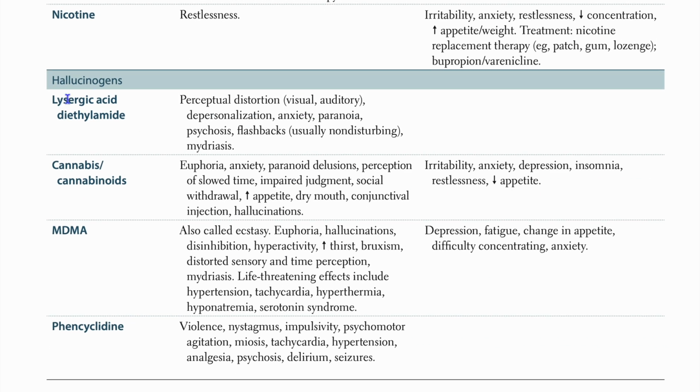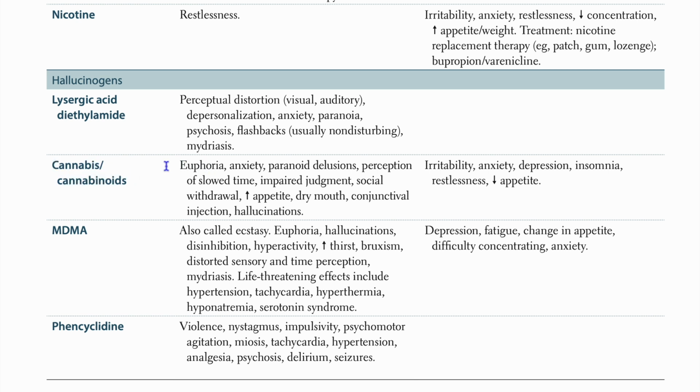Okay. Hallucinogens, LSD, or lysergic acid diethylamide. Okay. You need to know what the clinical picture will look like with these, right? Especially for PCP, because there's only one thing they'll tell you, and that's the buzzword: violent tendencies, or he was punching and kicking and stuff after taking a substance. So what substance was it? It's going to be PCP. Okay, so LSD: perceptual distortion, visual auditory depersonalization, anxiety, paranoia, psychosis, flashbacks, usually non-disturbing, and it will cause mydriasis.